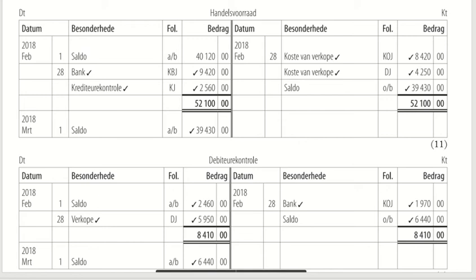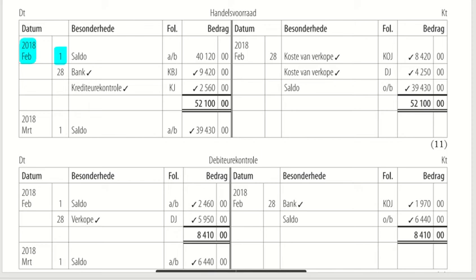So first we have the handelsvoorraadrekening, the trading stock account. Okay, they gave you the balance and as you can see, even though it is the balance of the previous month, we write the date there as if it is the first, because it is now the opening balance. So on the first day of the month, we have that balance. So on the 31st of January, we had that amount. So obviously, then on the 1st of February, we have the same amount.